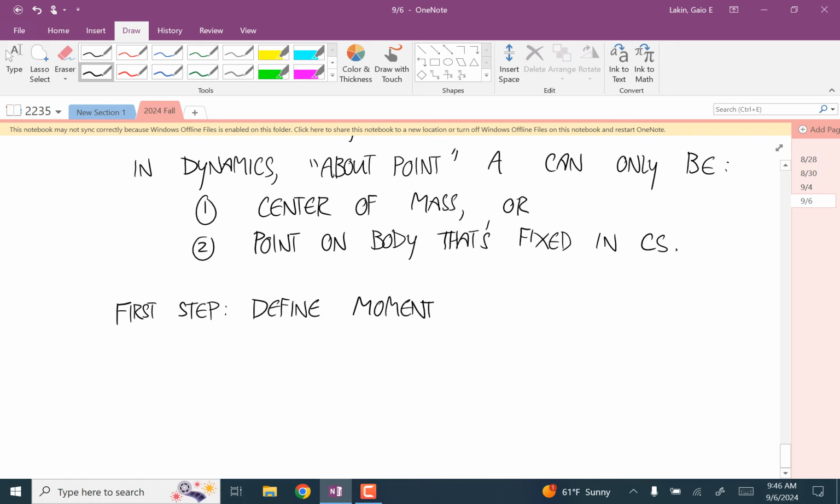And I want you to keep in mind that this moment, people just call it a moment, but that's really a shorthand for the moment of a force about a point. And so what that force is matters, and what that point is matters.